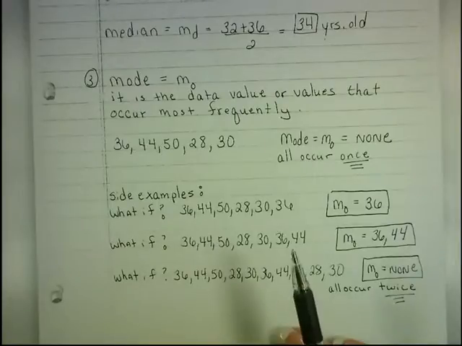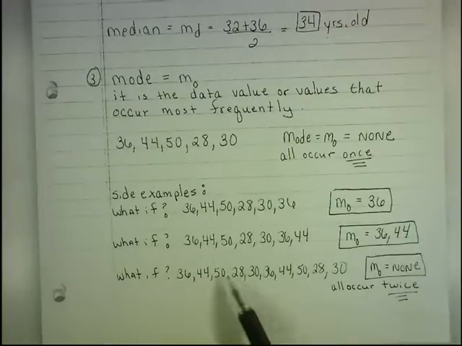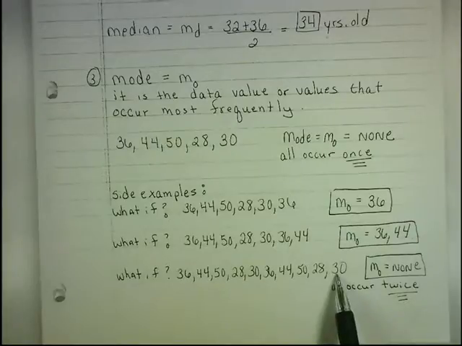And then here's another example of when you would have no mode. Let's suppose I have 2 36s, 2 44s, 2 50s, 2 28s, and 2 30s. They all occur twice. Same level of frequency. So there is no mode in that example. So no mode, one mode, several modes.